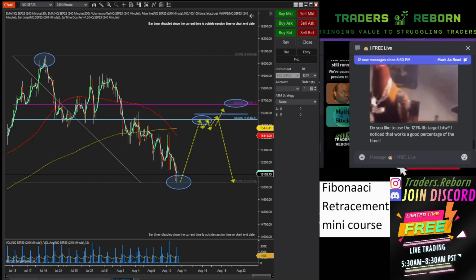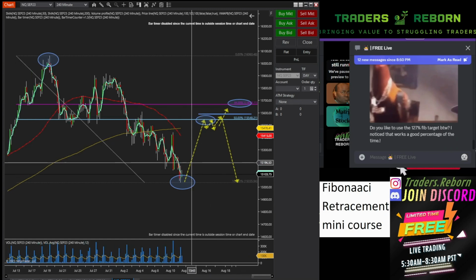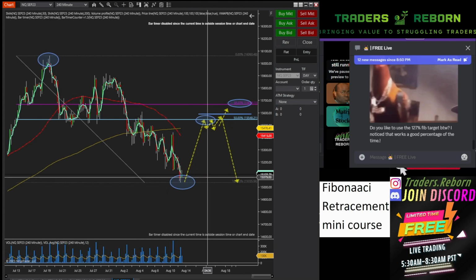No, 128.7%. I never use it. I don't even know what it is. I posted the levels I use. That's the only levels I watch.